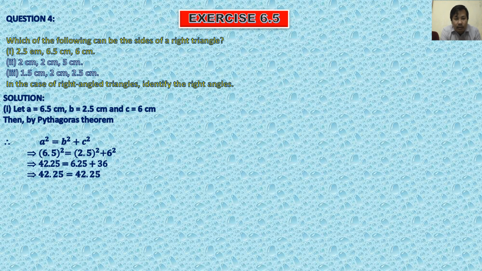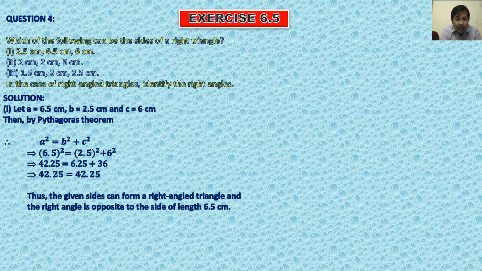And where is the right angle? The sides given here can form a right angle triangle, and the right angle is opposite to the side of length 6.5 centimeter. Once again, the 6.5 centimeter side is the hypotenuse, isn't it? Then the angle which is opposite to this side is the right angle. That's all. In this way, please try the other two also.